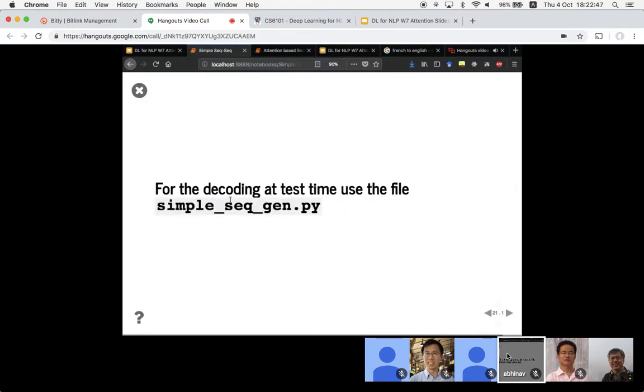For the generation, I didn't show it in the notebook. I have a code file called simple segden.py. If you want to use the code, just let me know. I'll just pass it, or I'll post it in the Slack.